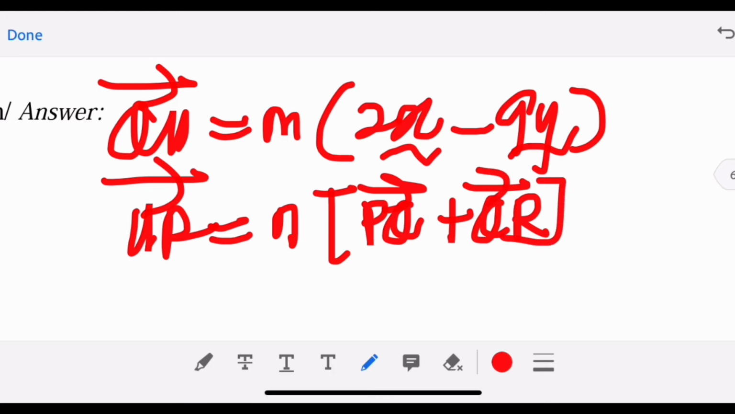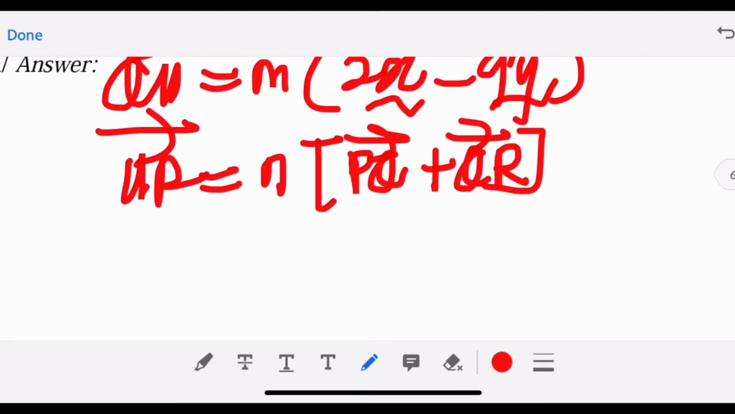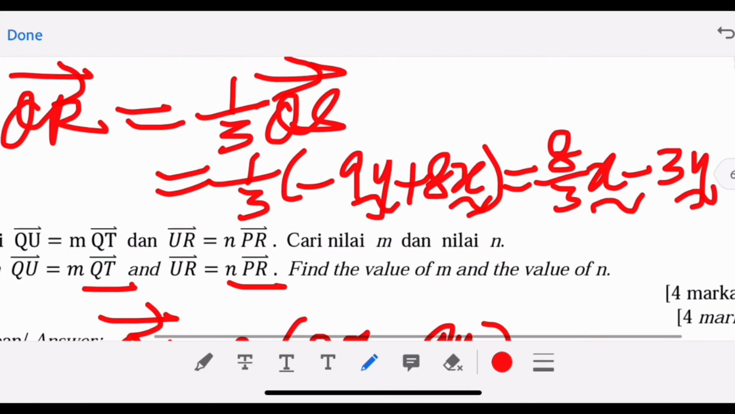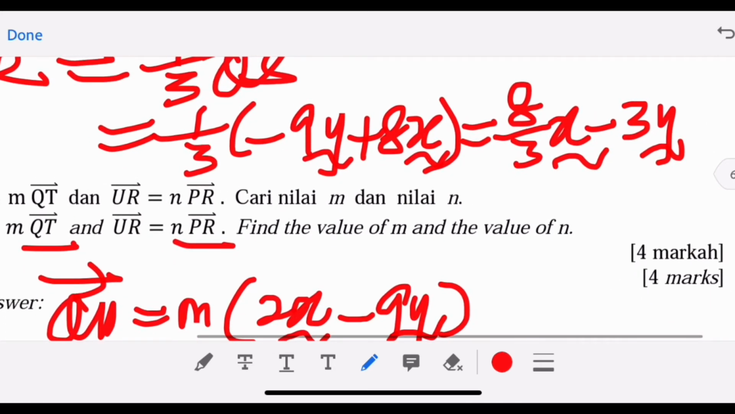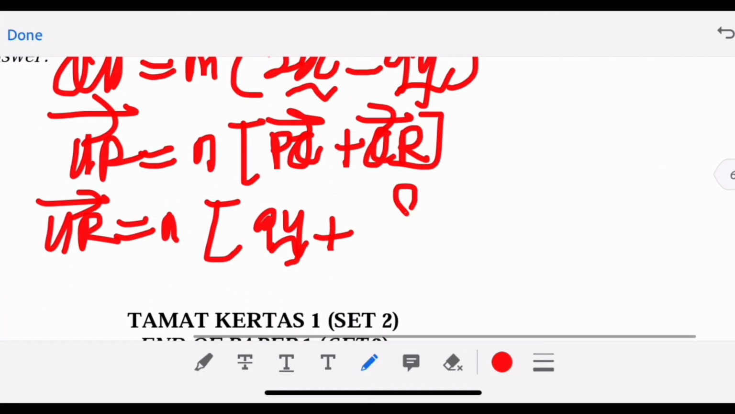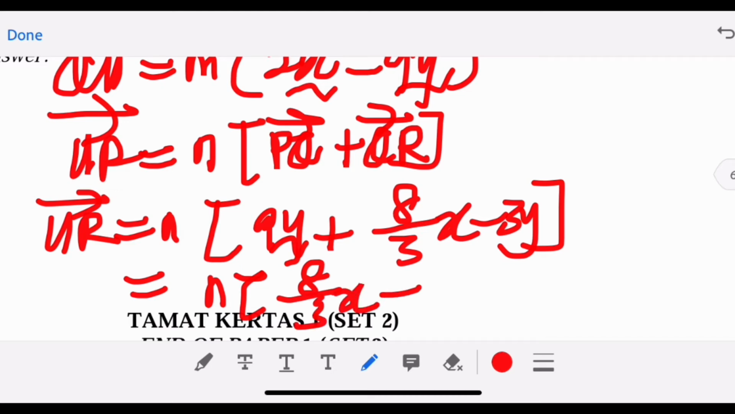This is PR, but PR is equal to QR. Now we will substitute all the vectors inside. So that means our UR is equal to n. We have the PQ is 9y plus, just now we have the answer, which is QR is 8 over 3x plus minus 3y. So we have the answer is n, 8 over 3x plus 6y.